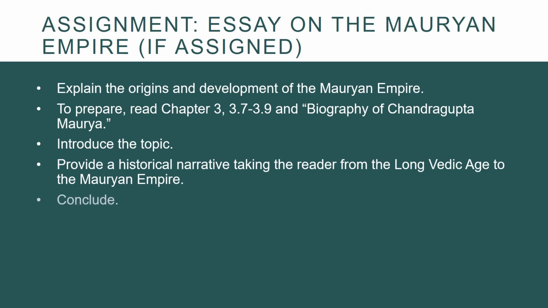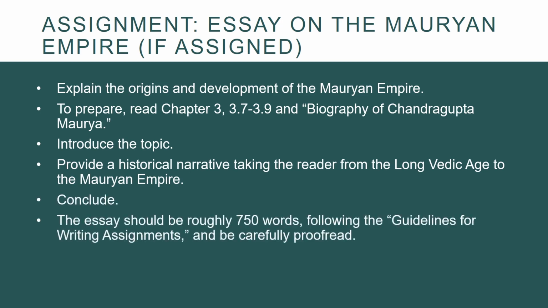Lastly, provide a conclusion. The essay should be roughly 750 words long. Refer to the guidelines for writing assignments for additional writing assignment criteria, such as how to cite sources. Lastly, proofread. Once you have completed the writing assignment, submit it to the assignment Dropbox.